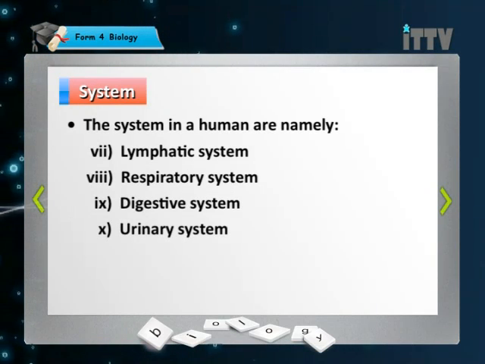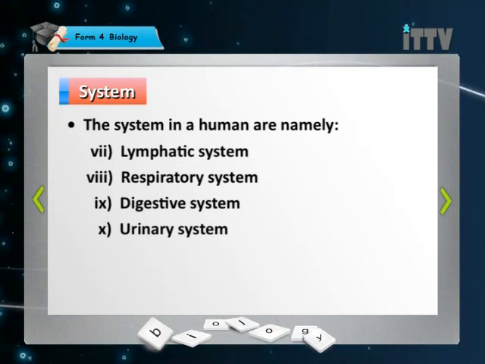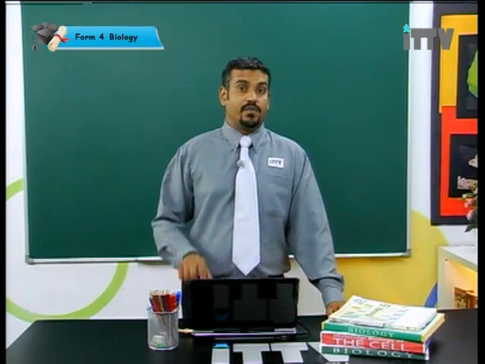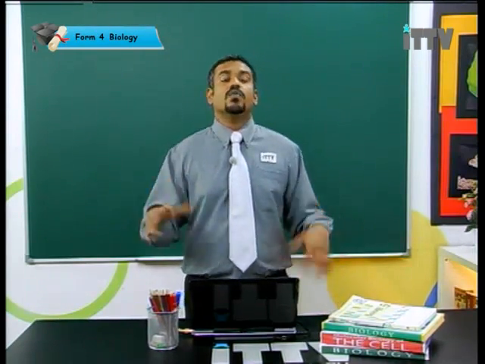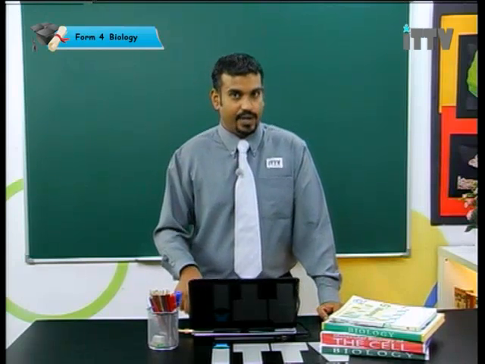The urinary system, also known as the excretory system. Now, the major organ of the excretory system is the kidney. The kidney is involved in removing urea or other waste products from the body.